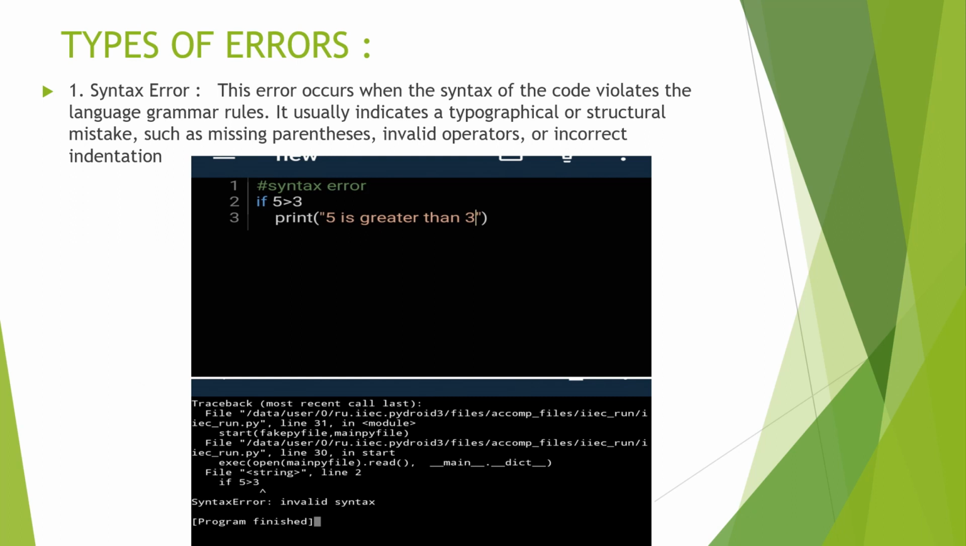There are some common errors in Python, along with a brief explanation of each. The first error is syntax errors. Every programming language has its own syntax and rules, and Python also has its own rules. This error occurs when the syntax of the code violates the language grammar rules. It usually indicates a typographical or structural mistake, such as missing parentheses, invalid operators, or incorrect indentation. Here in this example code, after the if statement the colon is not there, so it shows the syntax error.